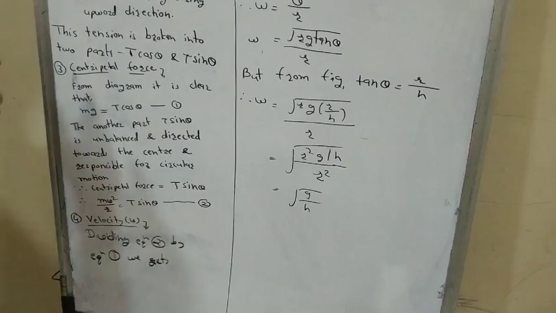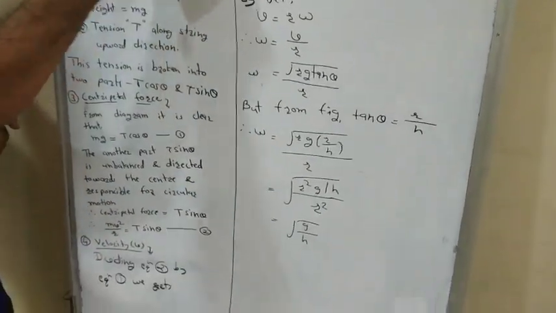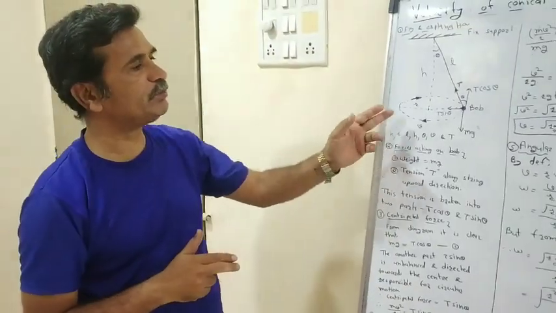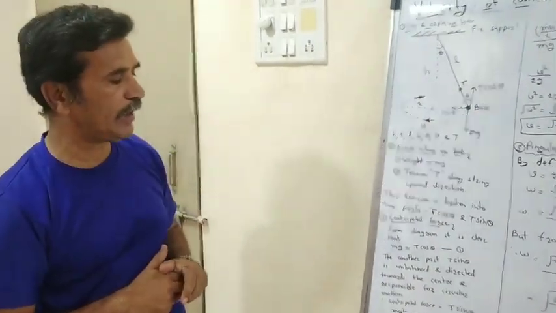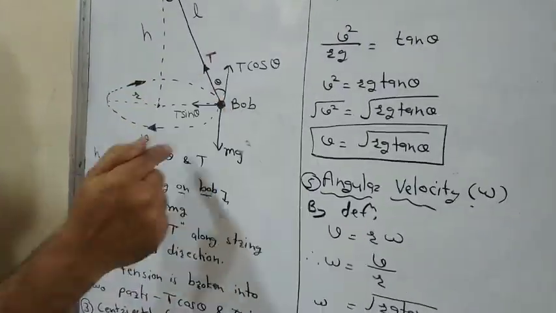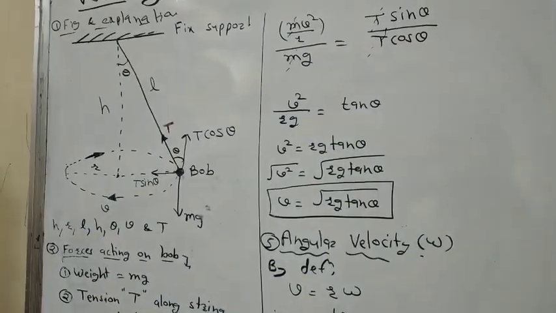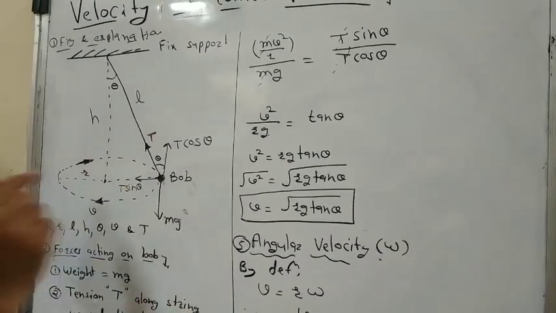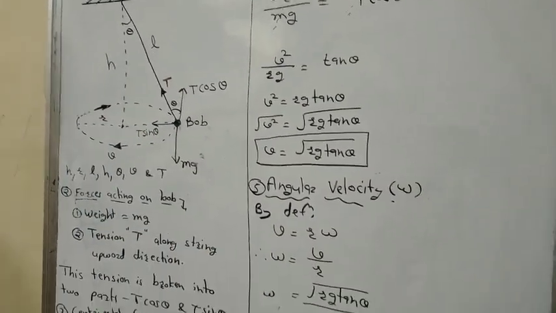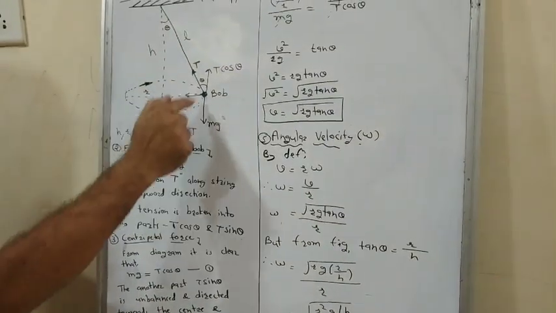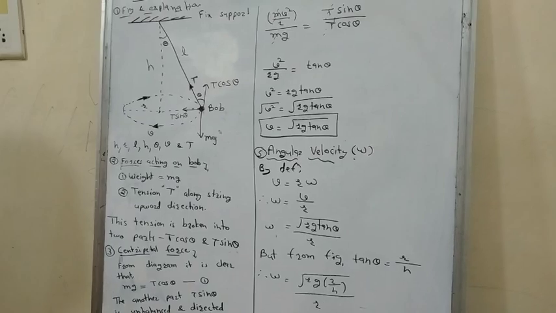Then another component T sin theta, which is directed toward the center of the circle, is not balanced by other forces. It is an unbalanced force. So we can say that this is the force responsible for circular motion. In other words, I can say that this force is nothing but the centripetal force. We are seeing the concept of centripetal force. For circular motion, centripetal force is necessary, which is responsible.